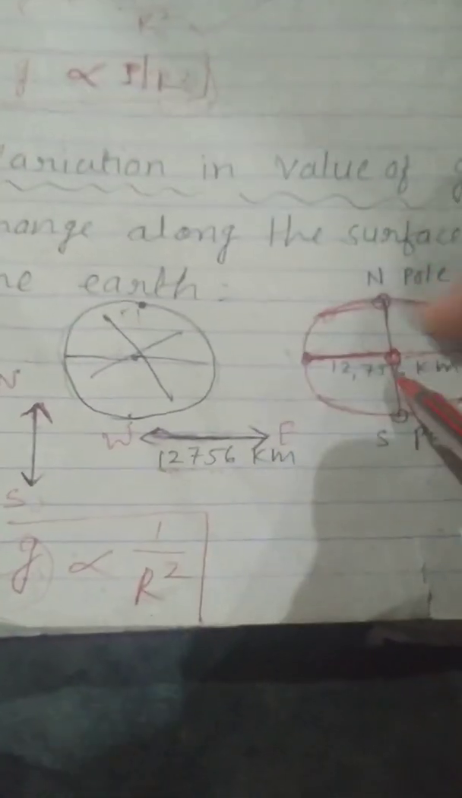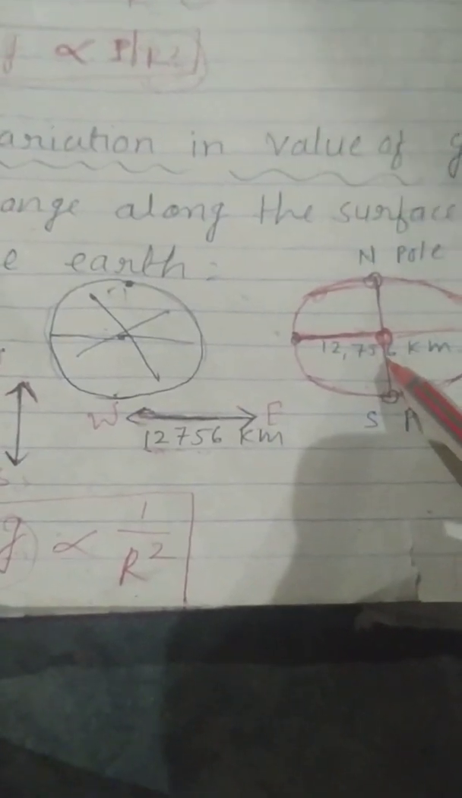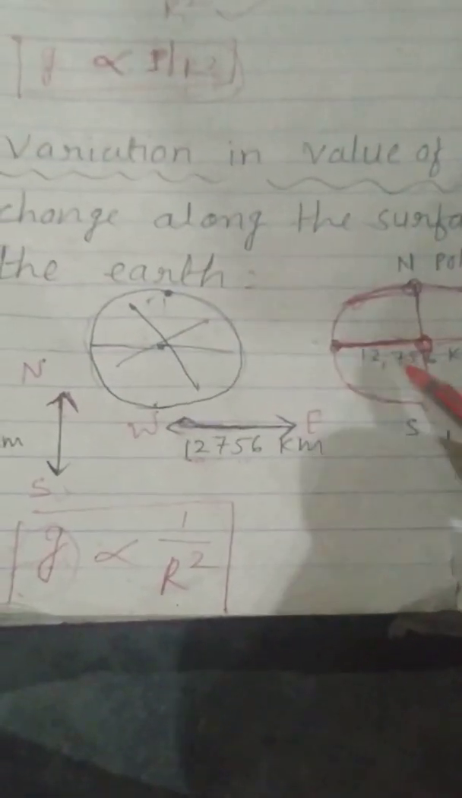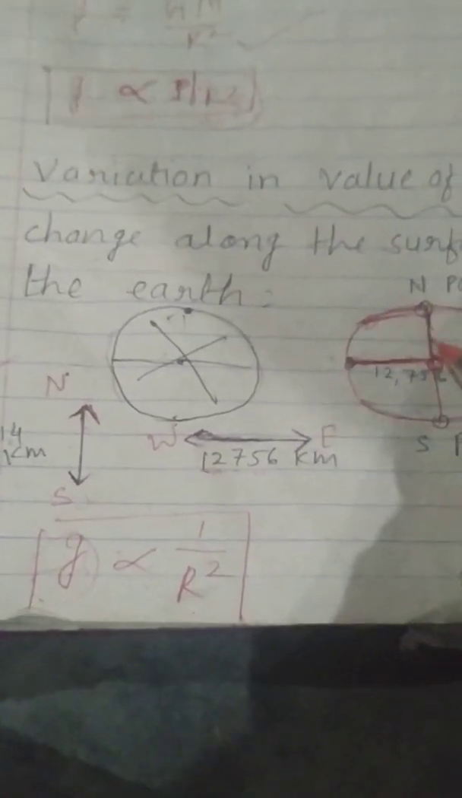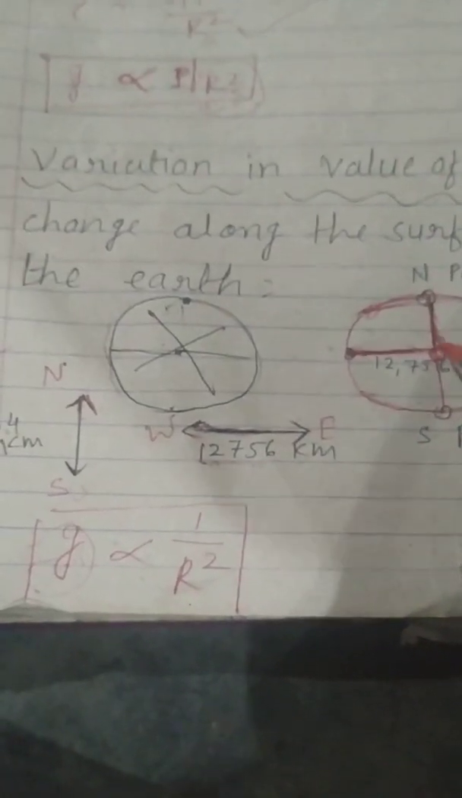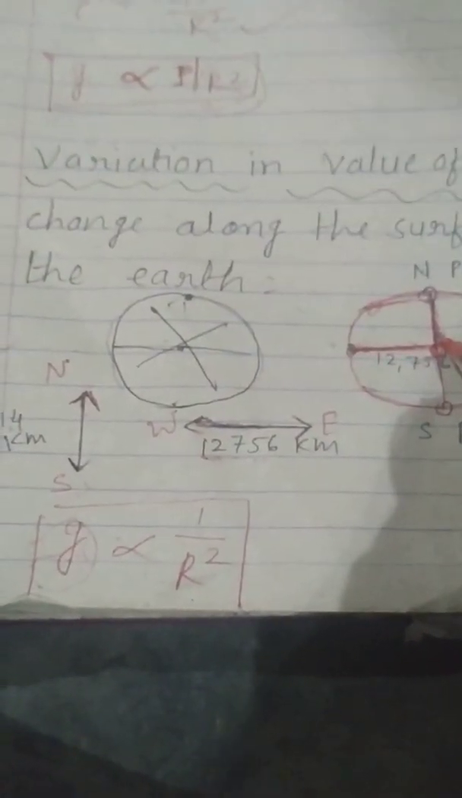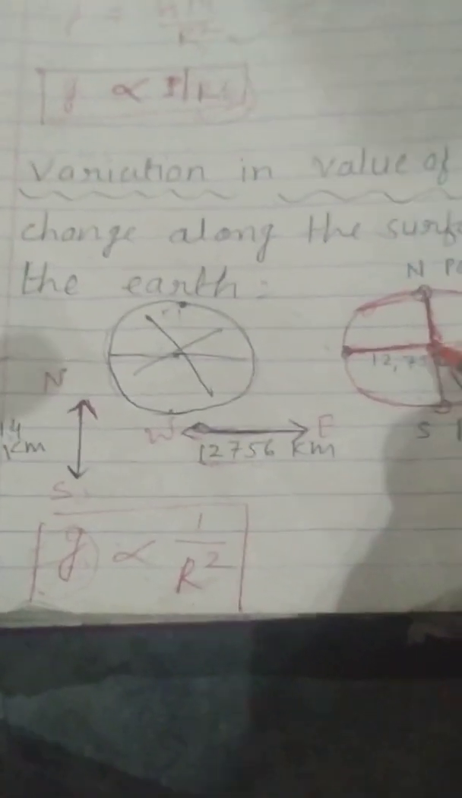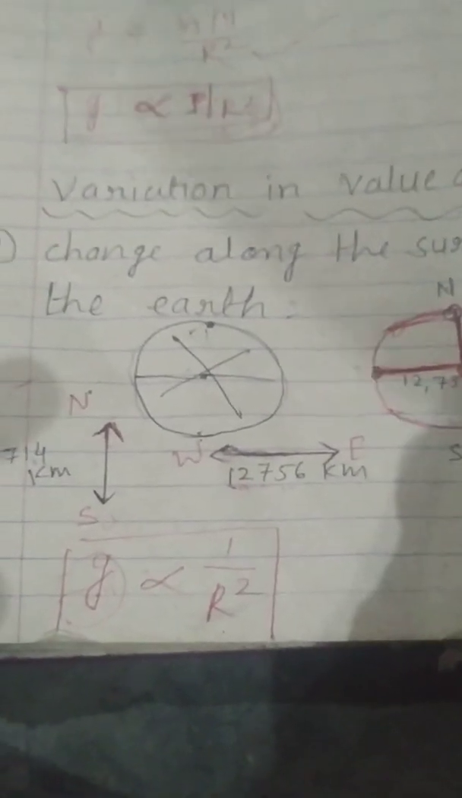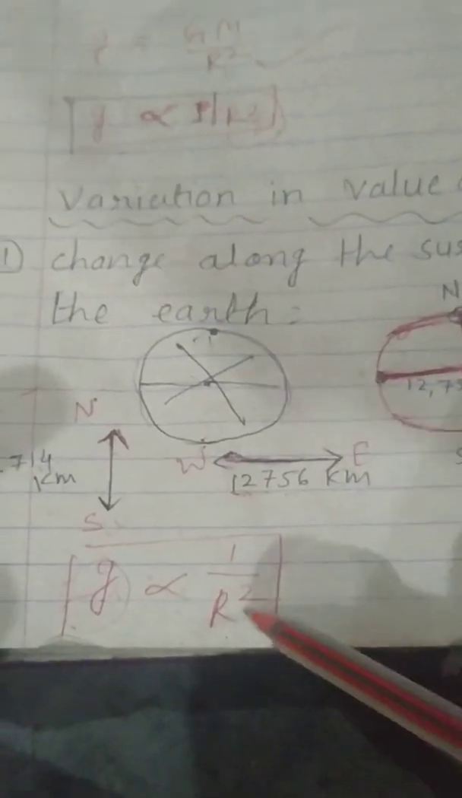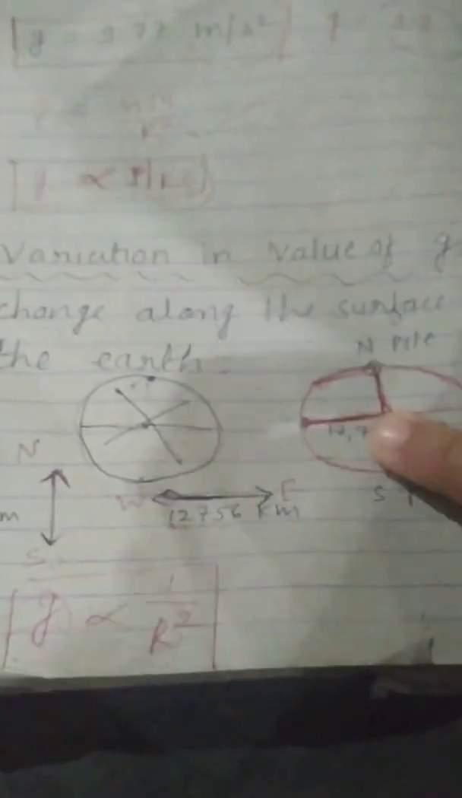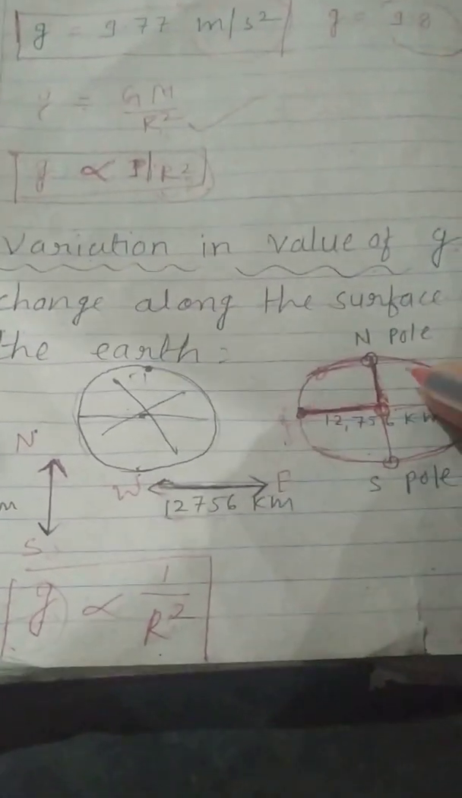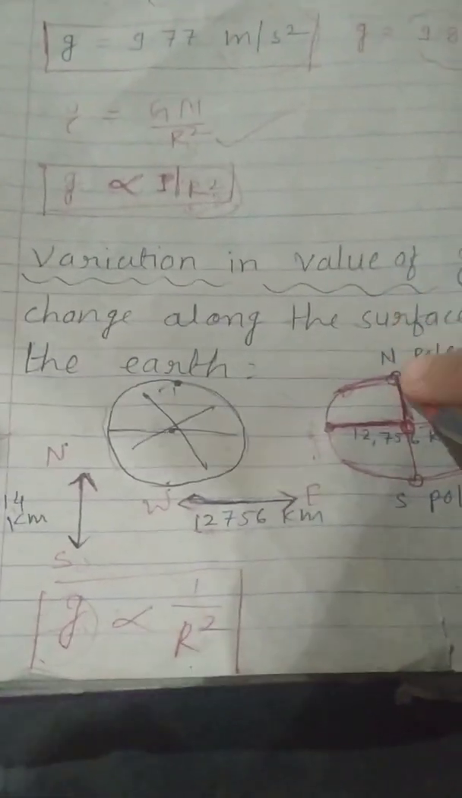So the value of g is highest at the pole. Why? Because here the value of R is less. The value of g is low at the equator. Why? Because here the radius R is greater. If R is greater here, g is less. Here R is less, so g is greater. It's clear. Then our next point is the change with height.